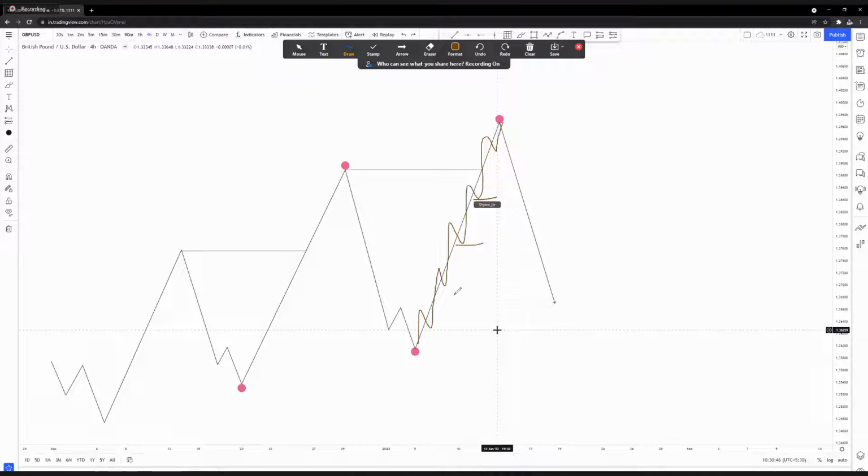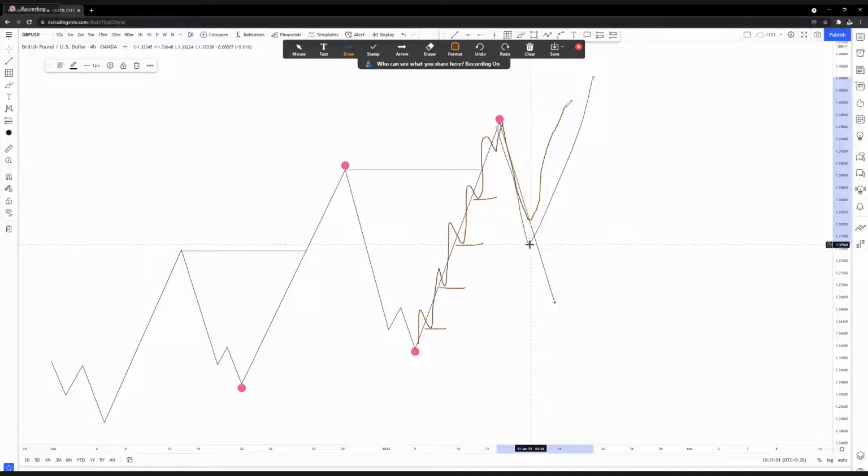All these were the internal range liquidities, right? The thing that confuses me about this is that sometimes price will go up without clearing the internal range liquidity. How can we identify that? Okay, I'll show you.